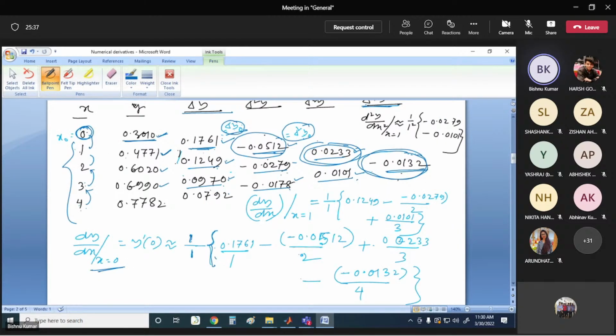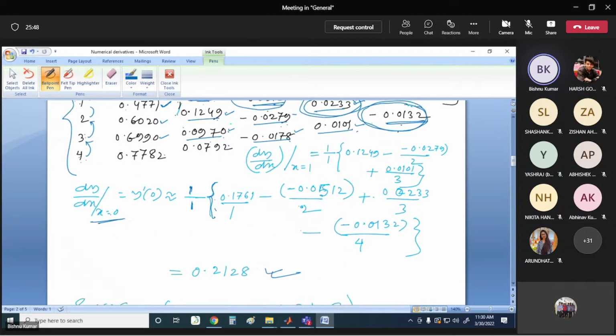Do the inside calculation with the help of a calculator. You just try to calculate. So if you calculate, this value will be 0.2128. That is the numerical derivative at x equals 0. This is actually approximate, a better approximation with the help of these techniques. Now the exact value you have got is 0.2171.